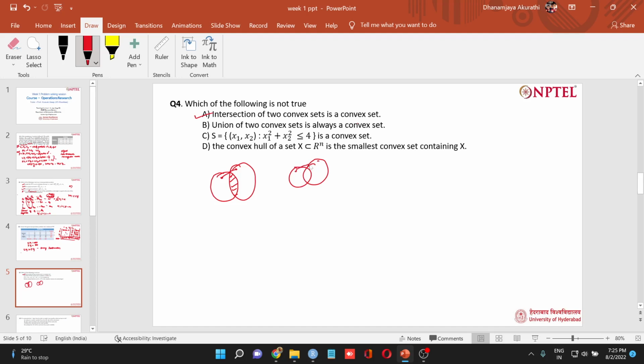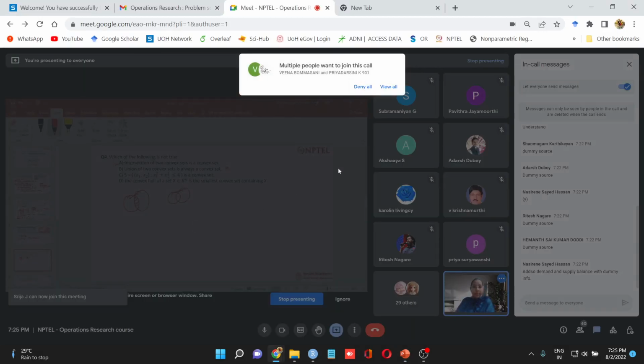Joining those 2 points might not be involved in this union region. So the union of two convex sets may not always be a convex set. And here they are saying that a given set is a convex set. We can prove it in a mathematical way. If a set is a convex set, how can we prove this?